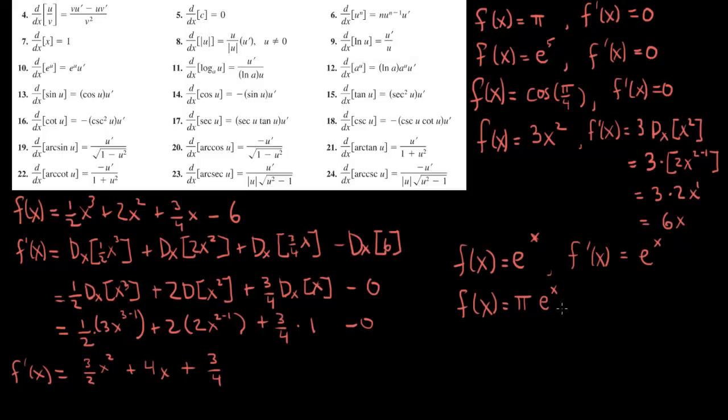Okay, well all you have to do is use the constant multiple rule, which says f prime of x is pi times the derivative of e to the x. Because pi is a constant, it's a constant function, so we factored it out. It's not a function of x. And so here we have pi. Now what's the derivative of e to the x? Well, like I said, the derivative of e to the x is e to the x. Those are really easy ones.